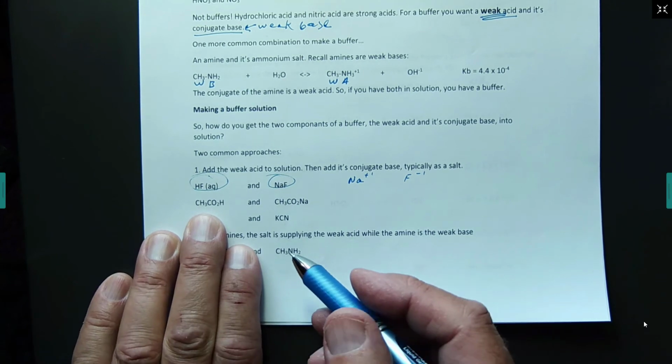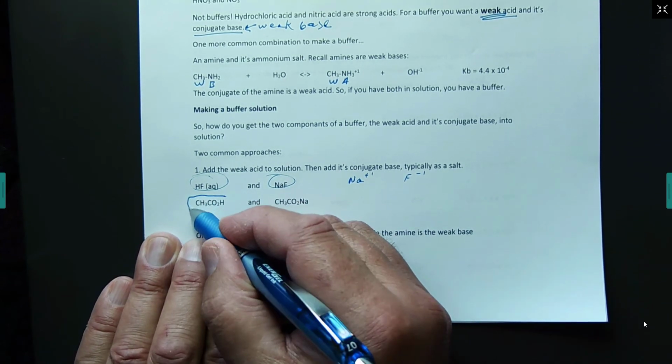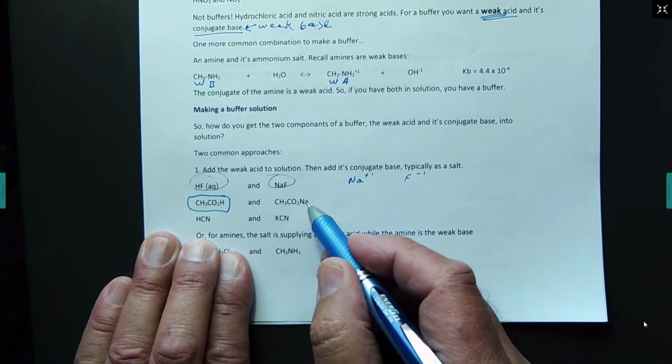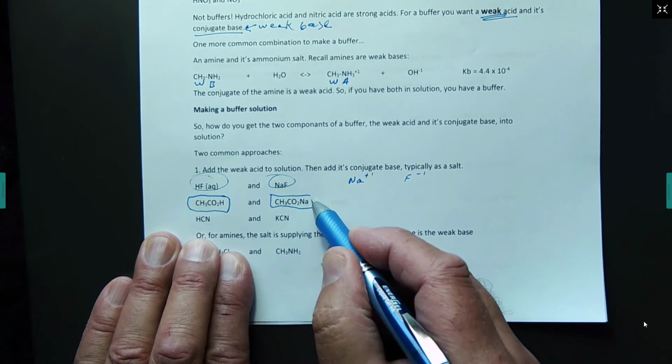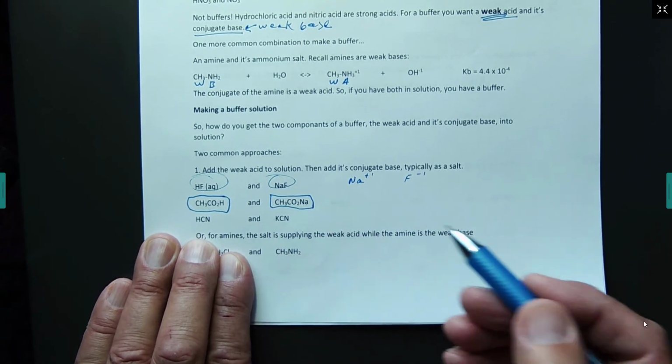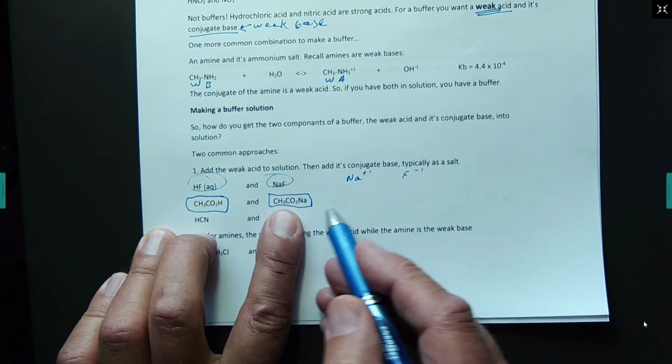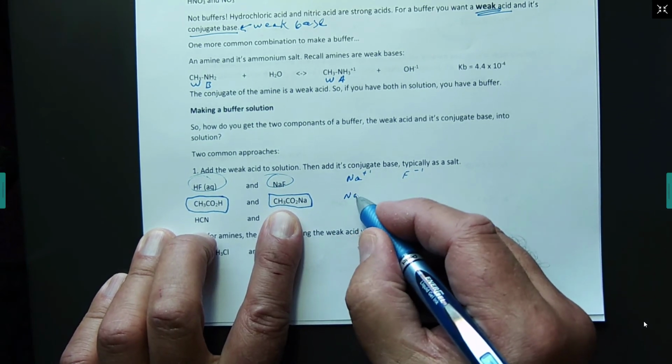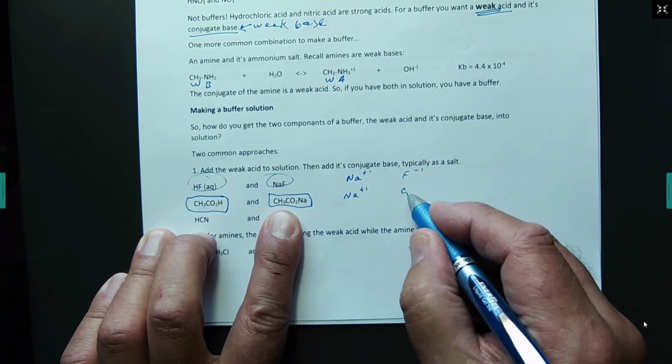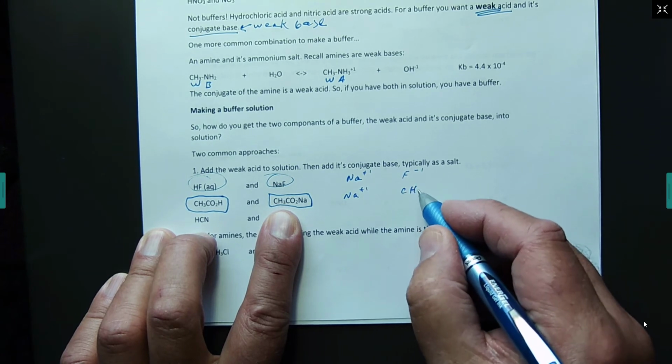You take some acetic acid and add sodium acetate. Sodium acetate's a nice white solid salt. Hey, again, it's water soluble, so you get the sodium ion and you get your acetate ion.